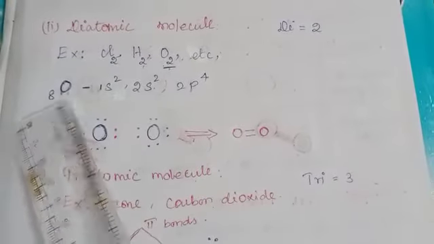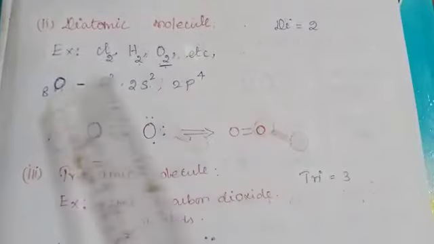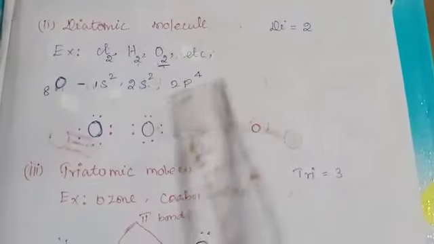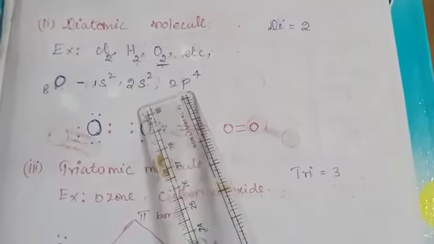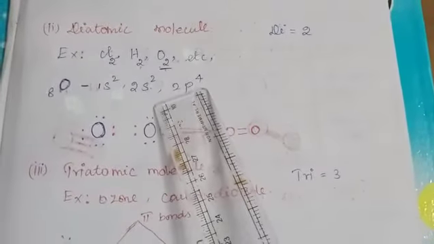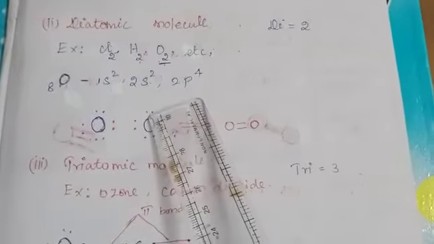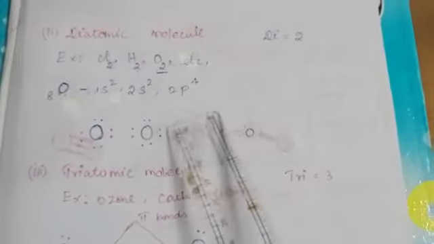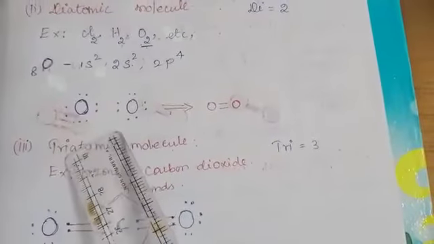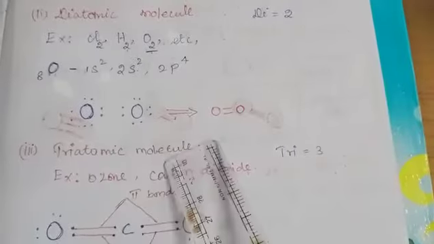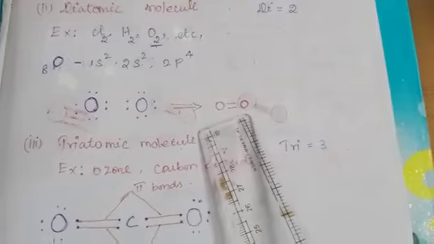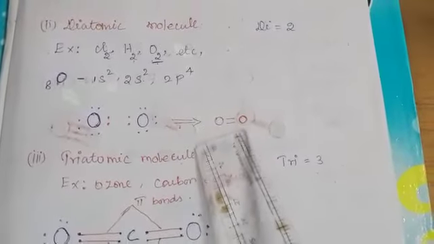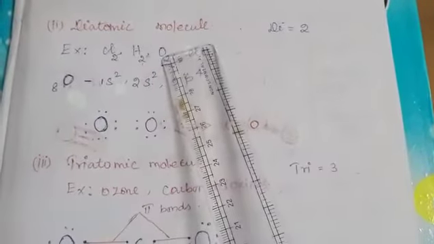oxygen has a total of 8 electrons. The electronic configuration is 1s2, 2s2 and 2p4. The p orbital can contain a total of 6 electrons, but here 4 electrons are there. So there is space for 2 electrons to occupy in this outermost shell. So the 2 atoms of oxygen join together to form one molecule of O2. That's why this is known as a diatomic molecule.